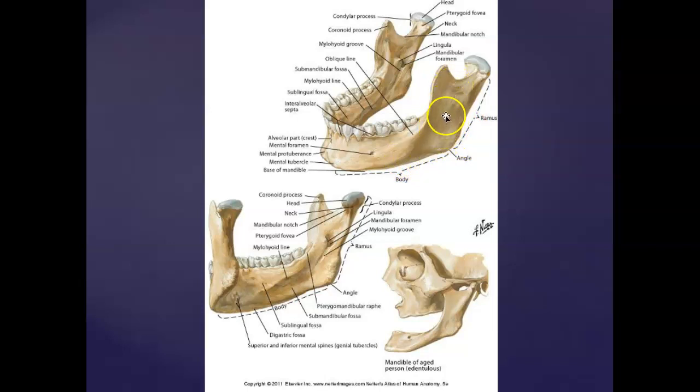So that's just a straight arm here coming right off of the body, where it will meet into the temporal bone here. There's a condylar process there. Again, the angle is just where it comes down and meets into the body.